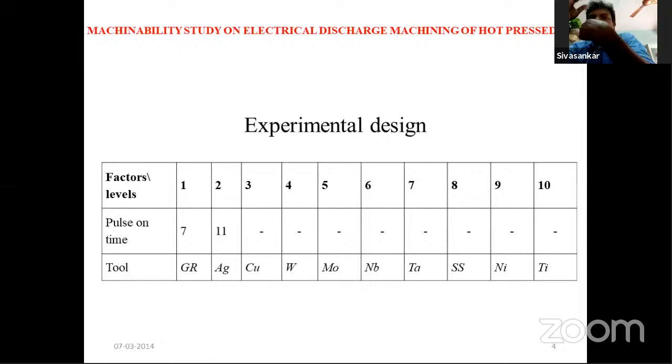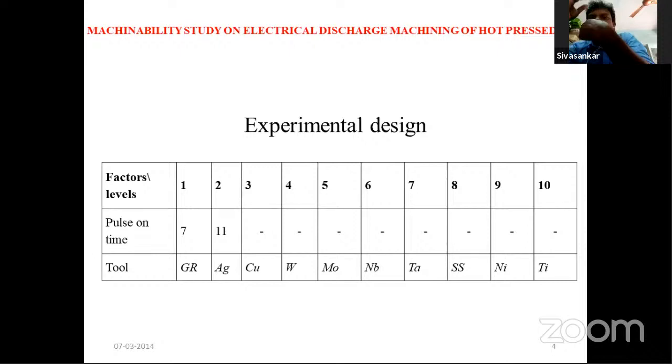So, what is the shape of the tool you are having? The same shape will be eroded on the workpiece. So, pulse on time means the production of arc. There is another parameter that is called pulse off time.